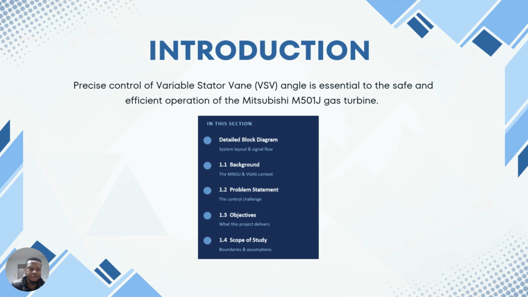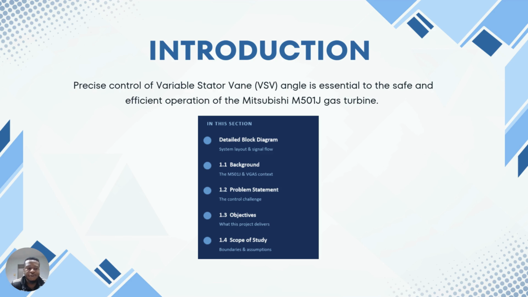We are from Team 10, so we will be talking about the variable stator vane, the VSV control system for the Mitsubishi M501J gas turbine. So, going to the presentation, I would like to introduce my team that will come. The Mitsubishi is one of the high efficiency gas turbines widely used in power plants.